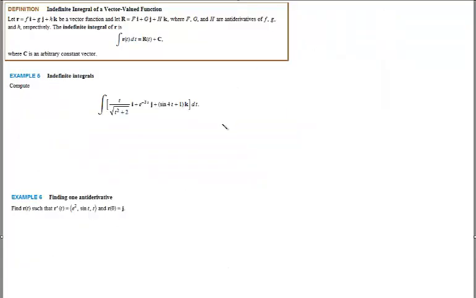Alright, we're going to work this indefinite integral here. You just take each piece and you work each piece. So I'm going to look at this little piece here, and I'm going to do this out to the side: let u equal t squared plus 2. That means du is 2t dt. 1/2 du equals t dt.